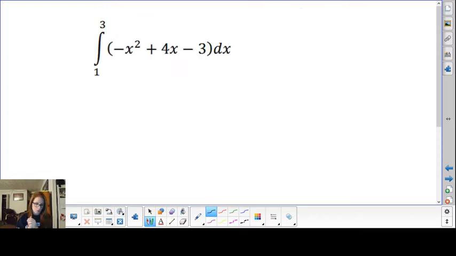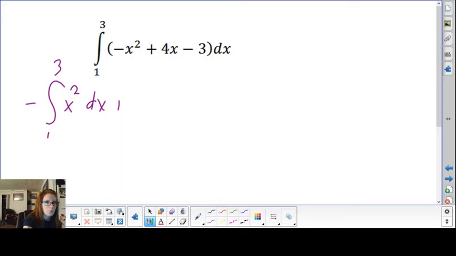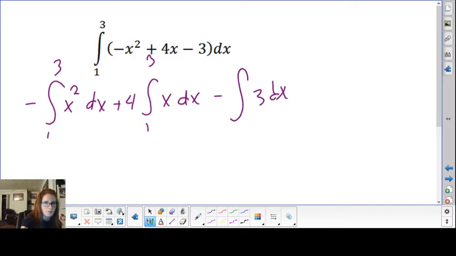Okay, so what we're going to do is start, and I'm going to make this a smidge thinner so I can fit everything here. We're going to start by taking the integration, and we know we can pull out constants and all that good stuff. So I'm going to pull out my constant of negative 1. Take the integration from 1 to 3 of x squared dx plus 4 times the integration from 1 to 3 of x dx minus the integration of 3 dx from 1 to 3.